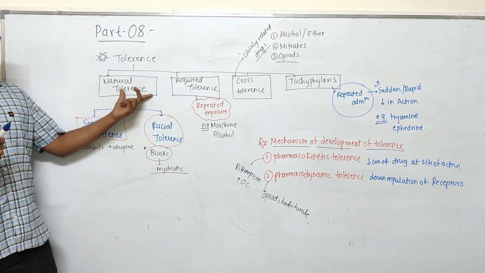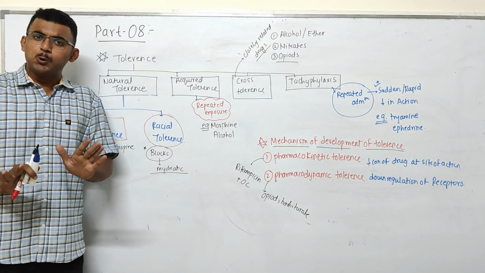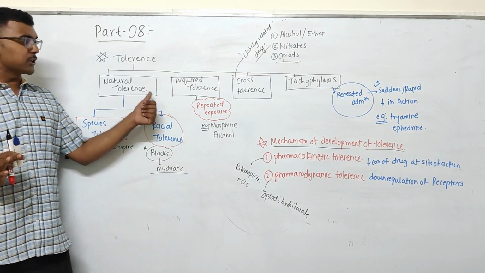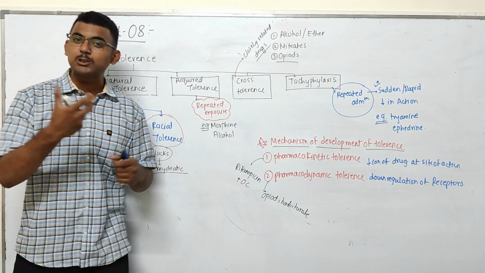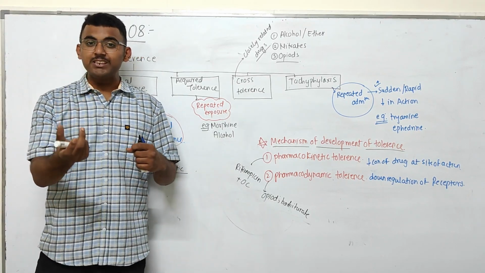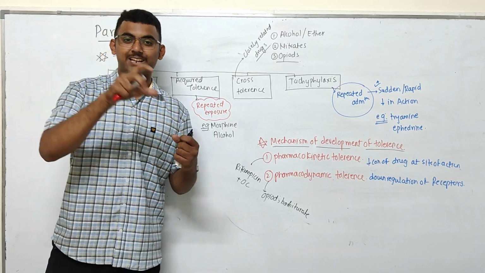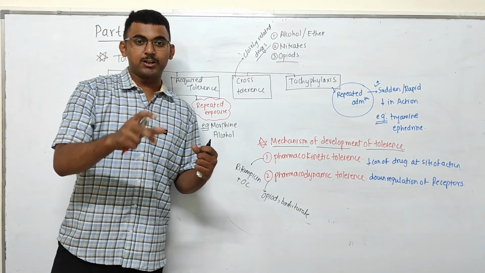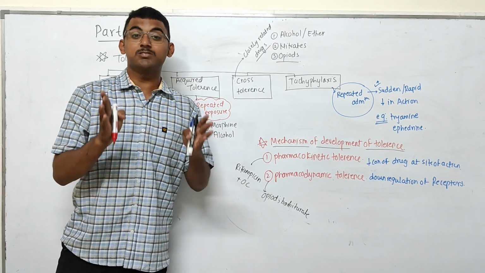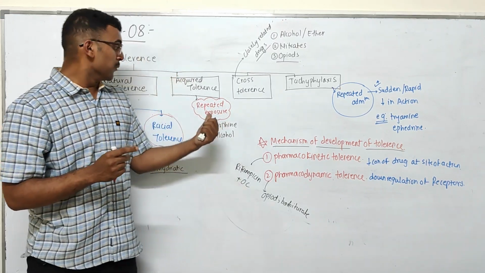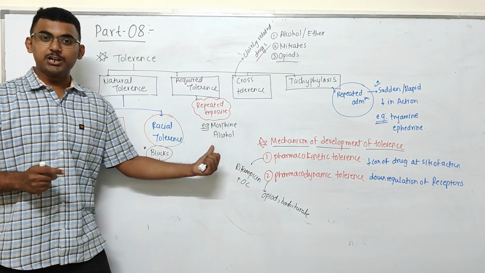Now these are the natural tolerances. That means it is naturally present in the particular human. But if I talk about acquired tolerance, this is a very major one. What is acquired tolerance? When the patient repeatedly administers a drug, after a certain time the patient will become tolerated. Examples of such drugs are morphine and alcohol.